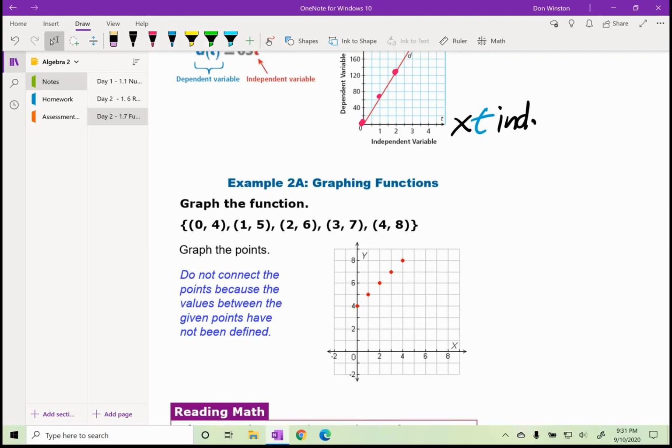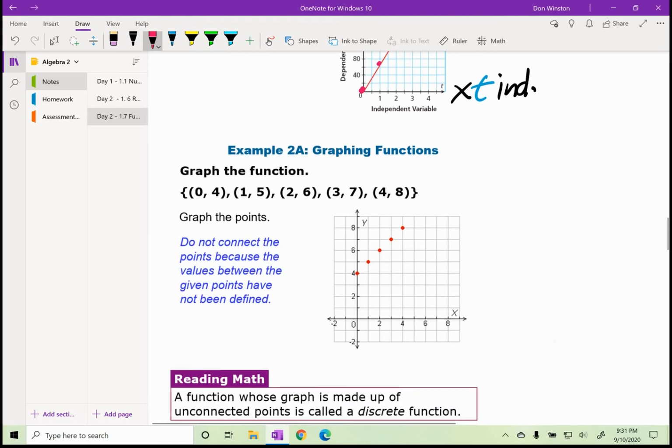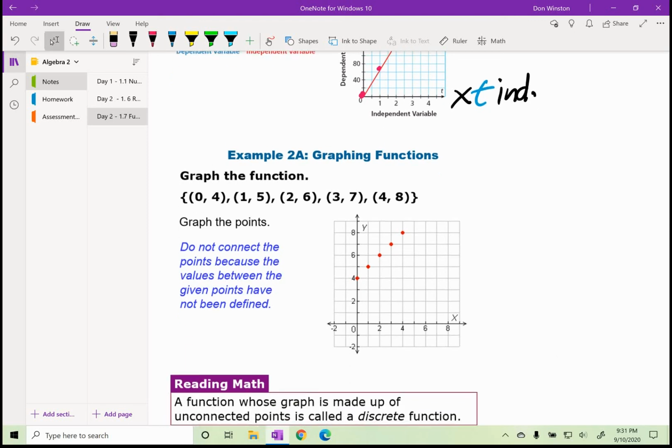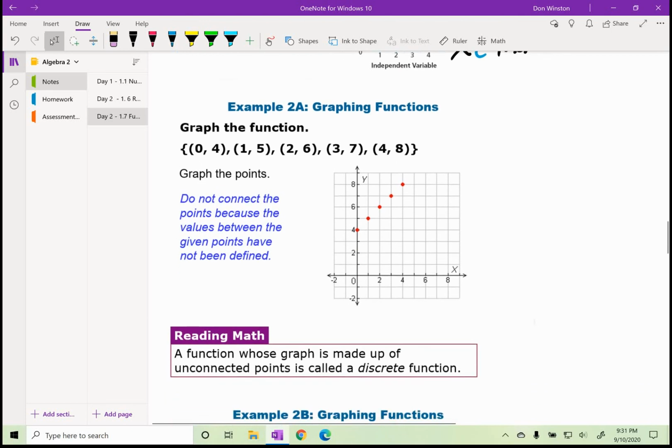Graphing functions. Graph the functions. So the points are 0, 4; 1, 5; 2, 6; 3, 7; 4, 8. We just plot the coordinate points. We don't connect the points because the values between the given points have not been defined. These are discrete values, so we don't graph a line.